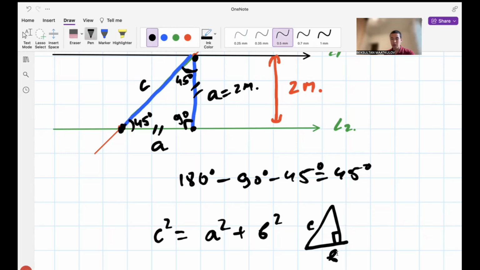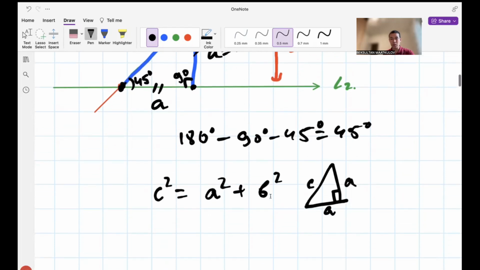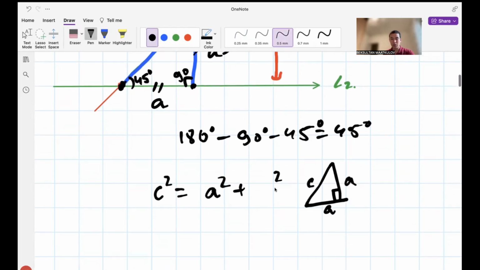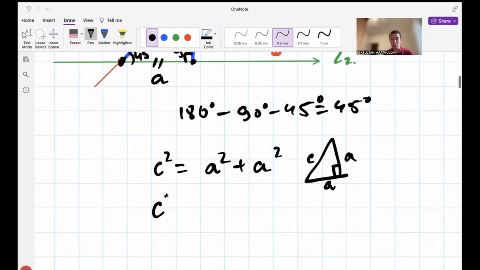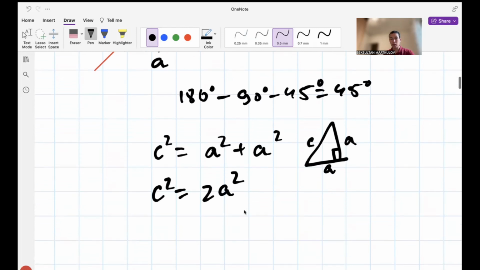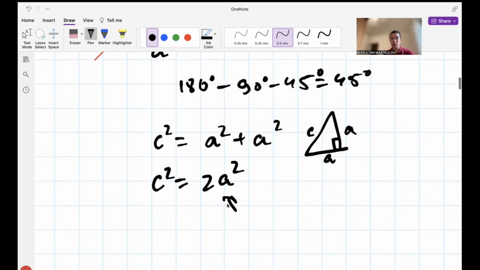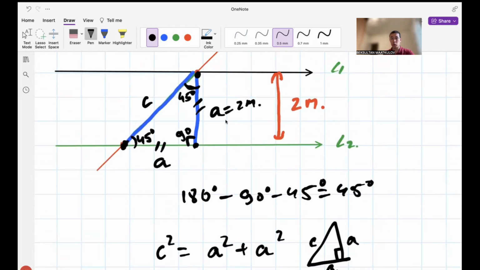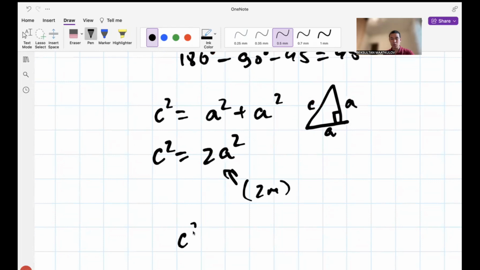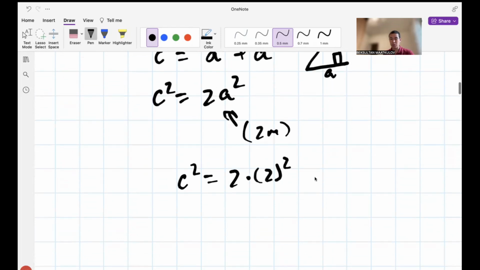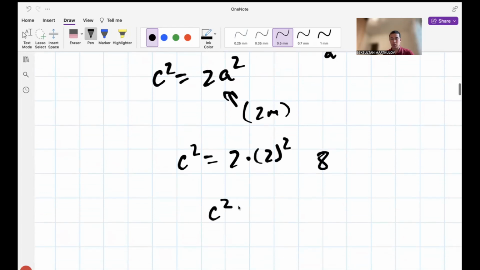But in our case, we have A and A, right? We have two legs that are equal to each other. So instead of B, we can write A. So basically you have C squared equals A squared plus A squared, which is the same as C squared equals 2A squared. And you can plug in 2 meters, because we already know the measurement of A, and you will have C squared equals 2 multiplied by 2 squared. And this is the same as 8.